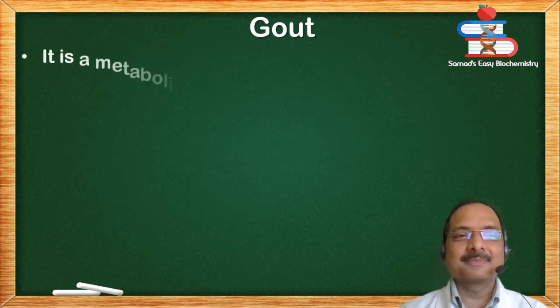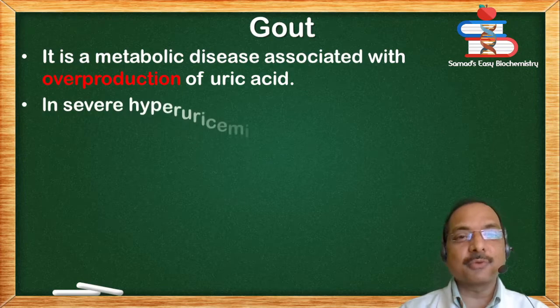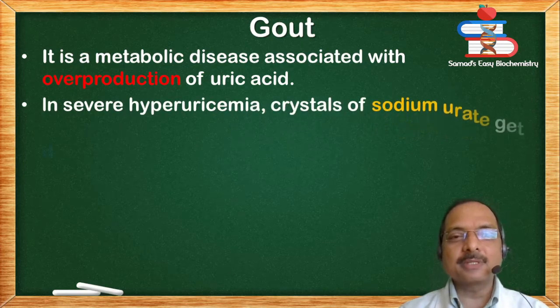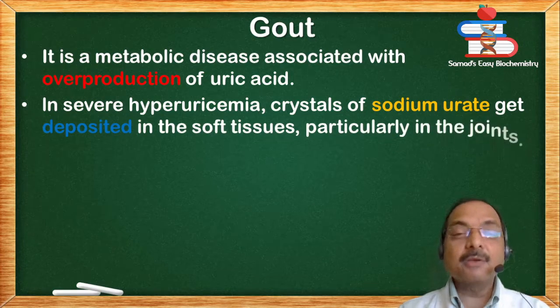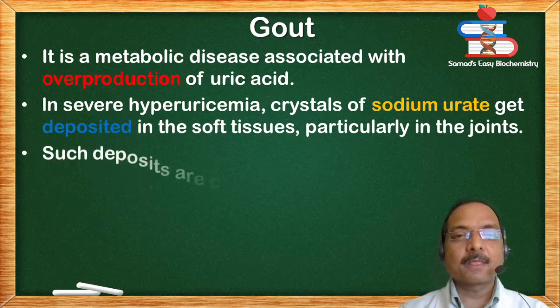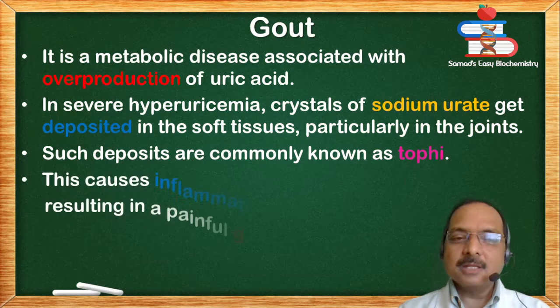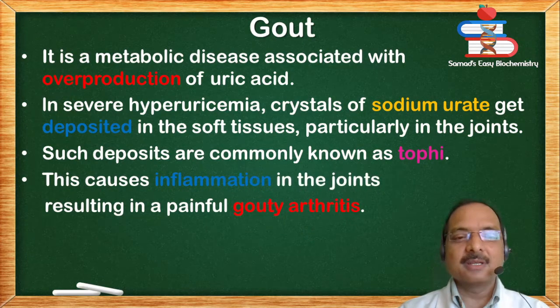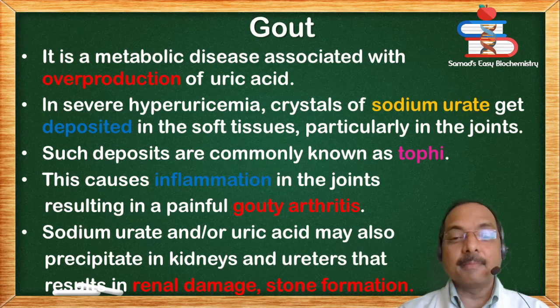Gout. It is a metabolic disease associated with overproduction of uric acid. In severe hyperuricemia, crystals of sodium urate get deposited in soft tissues, particularly in the joints. Such deposits are commonly known as tophi. This causes inflammation in the joints, resulting in painful gouty arthritis. Sodium urate and or uric acid may also precipitate in kidneys and ureters, that results in renal damage and stone formation.